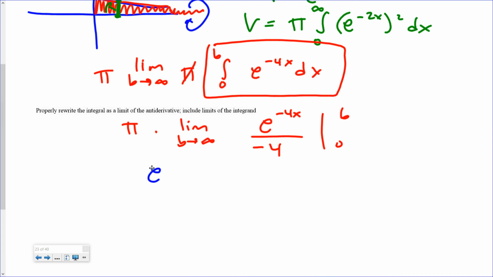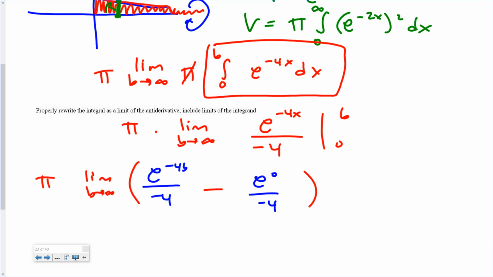So this will be e to the negative 4b over negative 4. I'm going to plug in the 0. That's going to be e to the 0, negative 0, but that's just 0, over negative 4. I'm going to slap a minus sign in between, and I'm going to multiply all of this. Oh, no, wait, did I take the limit yet? I'm going to take the limit as b goes to infinity, and I'll multiply all by pi.